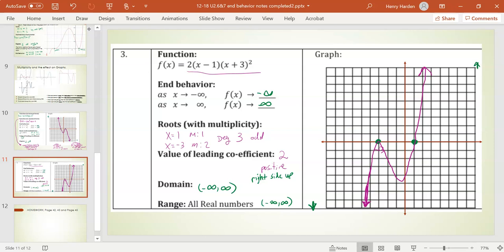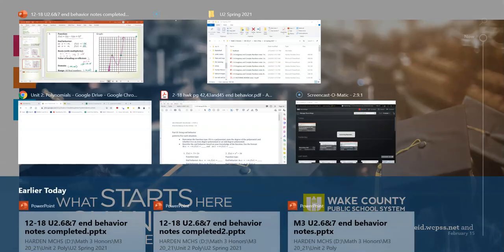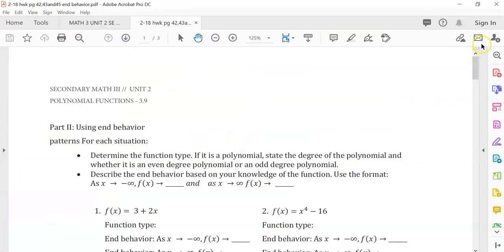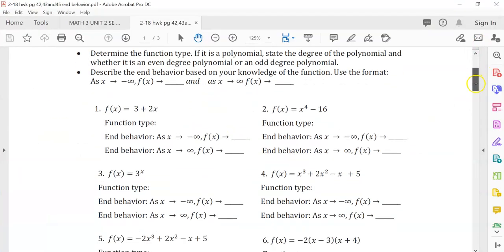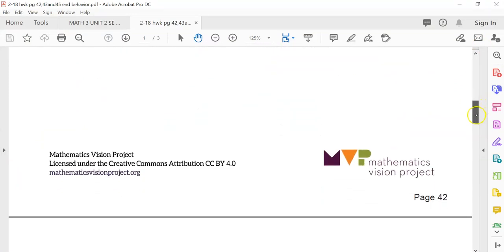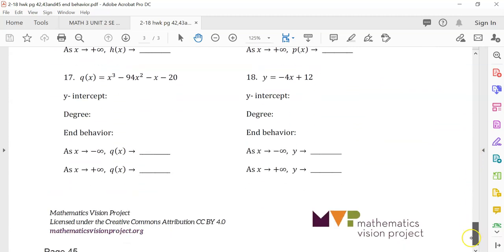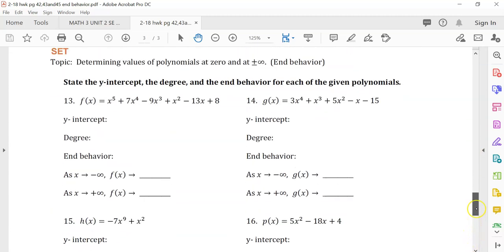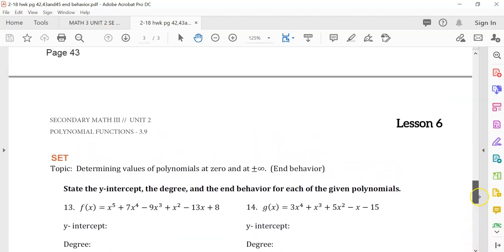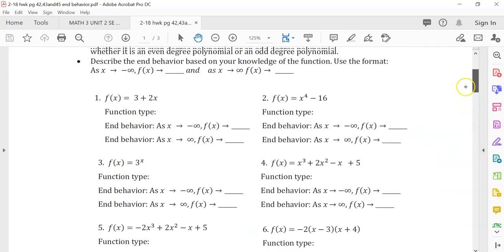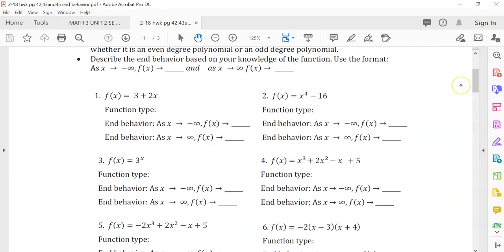Now, for homework, you're looking at pages 42, 43, and 45. I know you're thinking this is a lot, but it's not. 42, 43, and 45 all just deal with end behavior. And so you're not sketching anything. You're just using the format to do the end behavior.